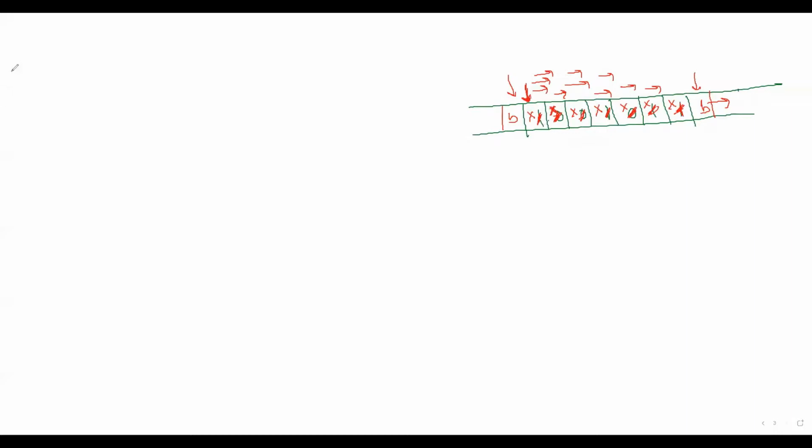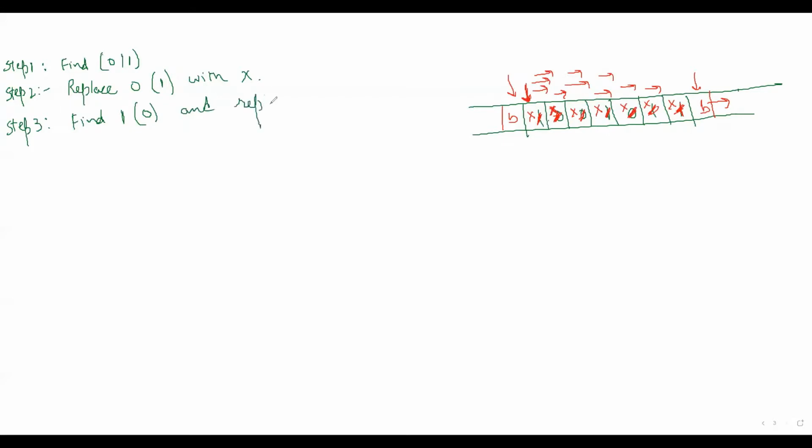So what are the steps? Step 1 is find 0 or 1. Step 2 is replace 0. However, if it is 1, replace 0 with x. Then step 3 is find 1, or else if in step 2 we found 1, then find 0. Find 1 and replace it with x.